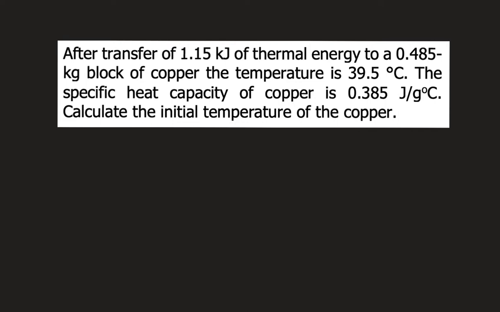So the formula for this question is Q is equal to mc delta T. Q is the heat transferred, m is the mass of copper, c is the specific heat capacity of copper, and delta T is the change in temperature. We also know that delta T is equal to final temperature minus initial temperature. So the question is asking for the initial temperature of the copper.